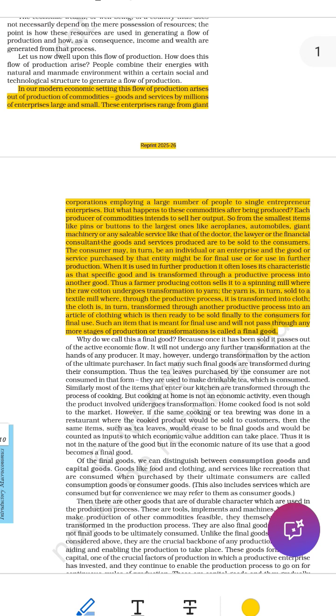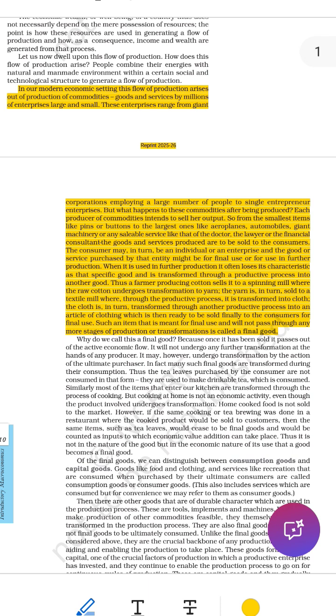Step 4. Not just things. Even services are sold, or any saleable service like that of the doctor, the lawyer, or the financial consultant. Easy explanation. Services are things you cannot touch, useful and valuable. People pay for services like a lawyer helping with legal problems, a consultant giving money advice. They are selling skills and time, not products. Step 5. Who buys these goods and services?